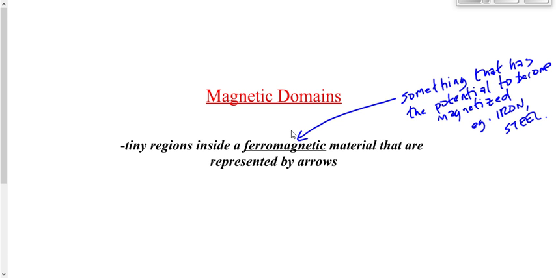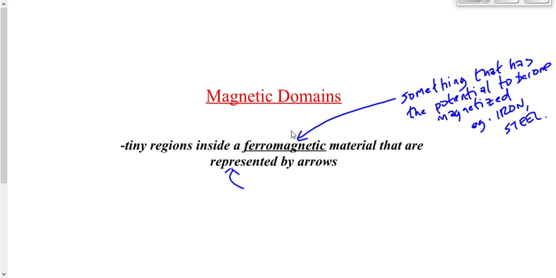Some conductors are ferromagnetic, some are not. Iron is ferromagnetic. It has the potential to become magnetized. Copper is not ferromagnetic. It has zero or almost zero potential to become magnetized. Just because it's a conductor doesn't mean it's ferromagnetic. It's a tiny little region inside something that has the ability to become magnetized, and it's represented by arrows.